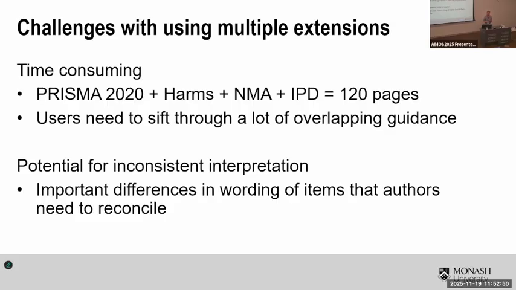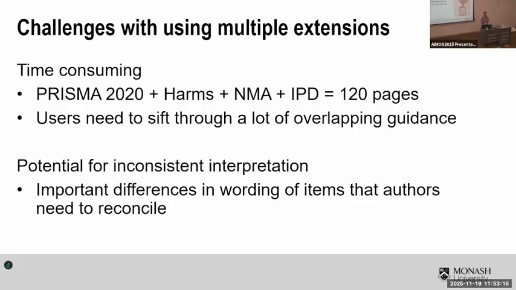There's also lots of overlapping guidance across these 4 documents. But more worrying is that there's the potential for inconsistent interpretation because there's important differences in the wording of items that authors would need to reconcile. And this is essentially because these guidelines have been developed by different teams at different times and have had autonomy over what types of recommendations they have included in the guideline.